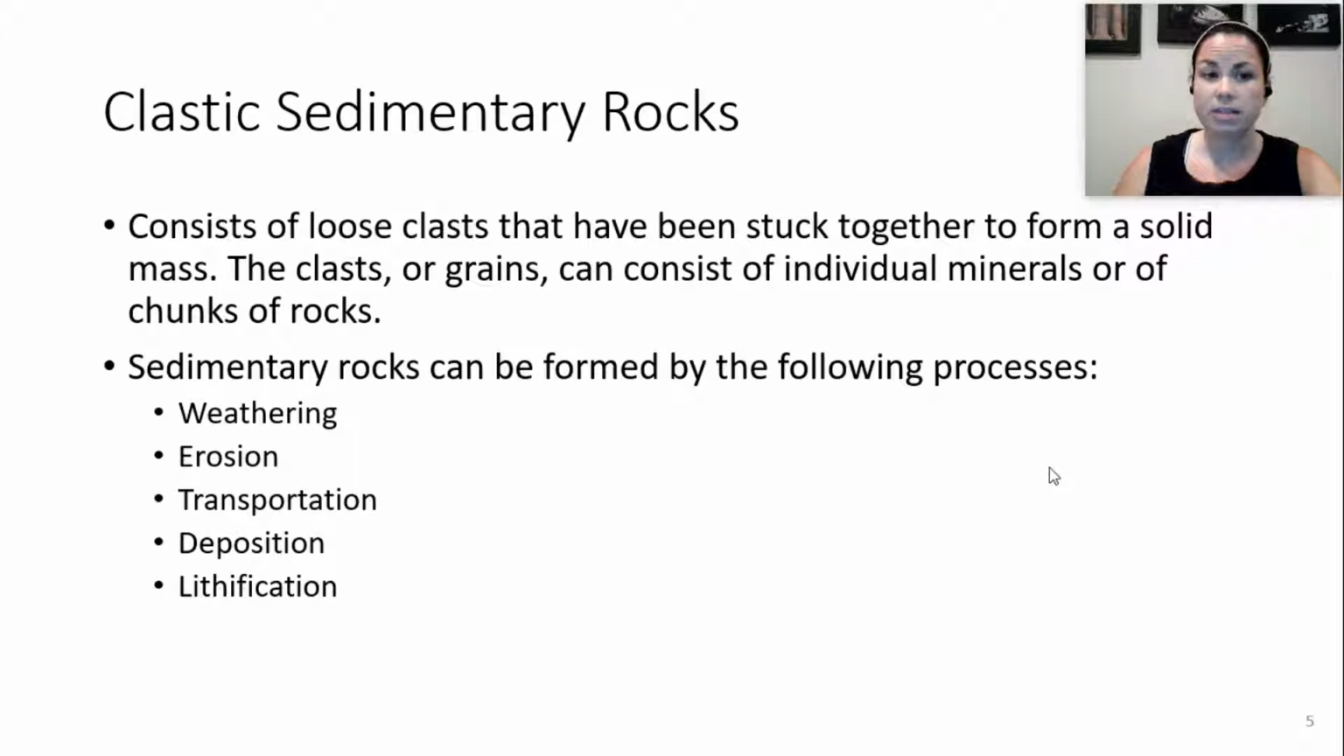Clastic sedimentary rocks consist of loose clasts that have been stuck together to form a solid mass. These clasts, or grains, can consist of individual minerals or of chunks of rock. And sedimentary rocks can be formed through these different processes: weathering, erosion, transportation, deposition, and lithification.